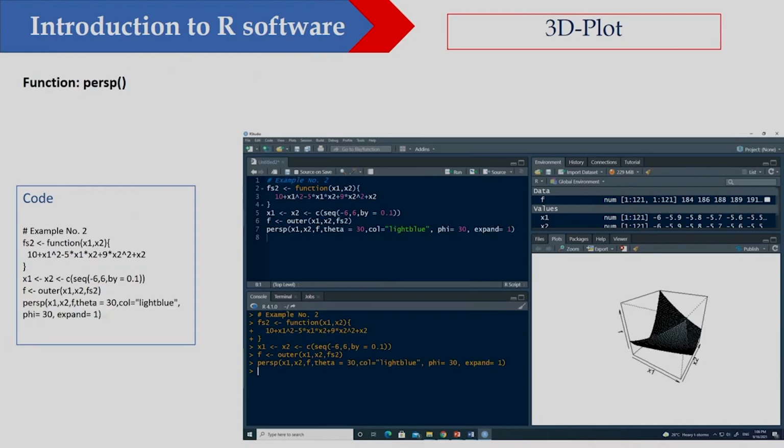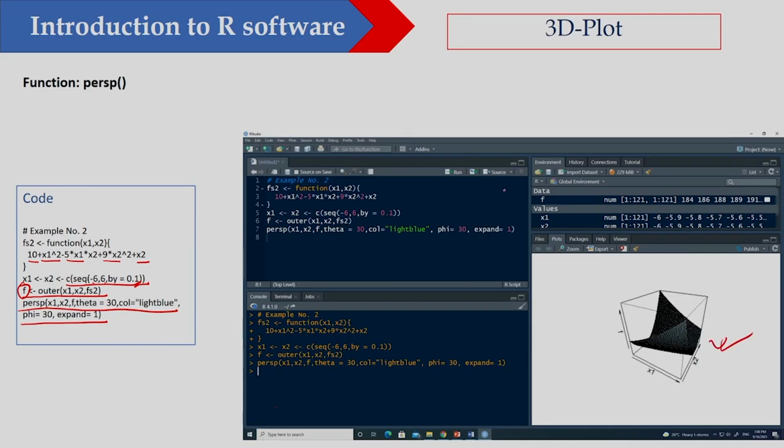So, this is another function. Again this is a 2D function, you can see the function is 10 plus x1 square minus 5 x1 x2 plus 9 x2 square plus x2. Here also I am using the sequence function. This is x1 and x2 I have defined here, and this is also minus 6 to plus 6, and the interval between two points is 0.1. Then I am using the outer function, and I am getting the value of f, and then I am using the PERSP function to plot this one.